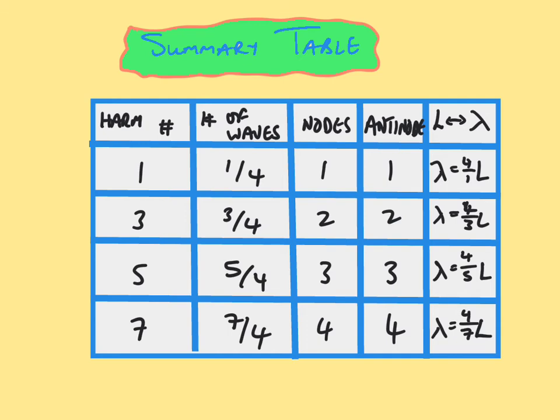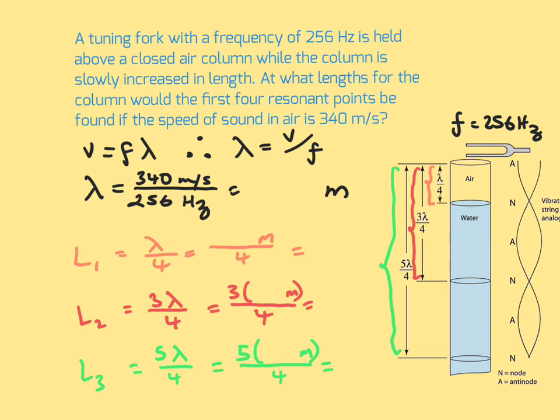So the summary table for the pattern is based on screen here. You can see for the first harmonic, there's one node, one antinode. The inversion of that equation is lambda is equal to 4 times L. And then it goes from there, and you'll see that there's patterns. So the 7th harmonic would be the next one that we didn't talk about. There's 4 nodes, there's 4 antinodes, and lambda is 4/7 L.